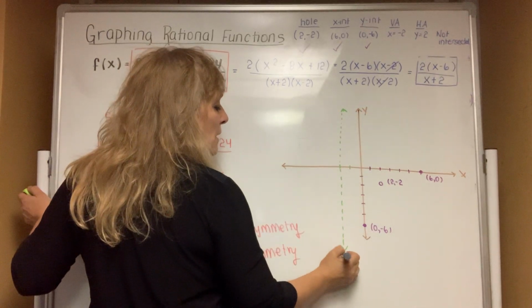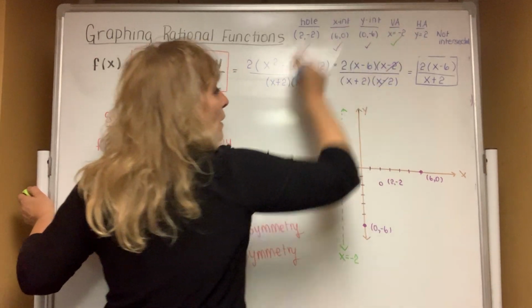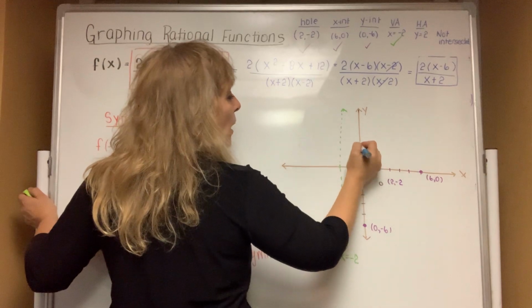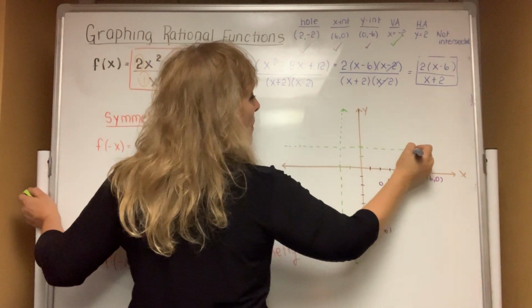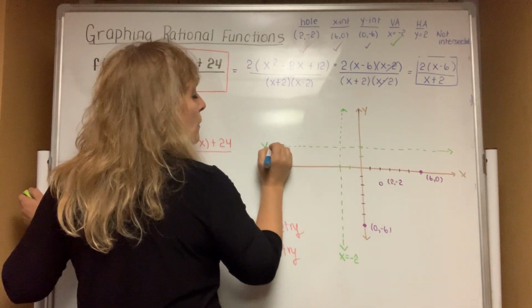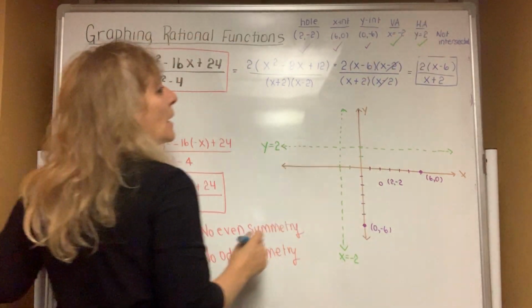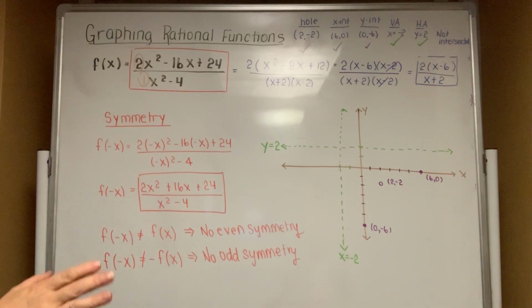I usually use a different color for the vertical asymptote because it really isn't part of the graph. It's just a boundary line. Horizontal asymptote is y equals 2. So once again, another boundary line, and labeling that one y equals 2. All right. You are not going to intersect that horizontal dotted line. There is no symmetry, so I guess I'm ready to go.